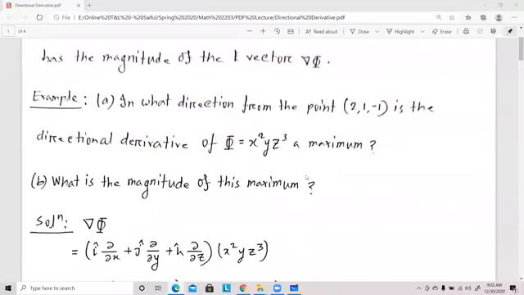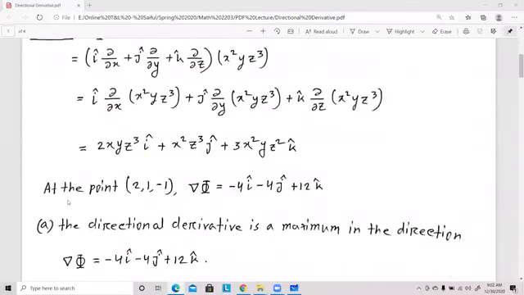And since we have to find the directional derivative at the point (2, 1, -1), we have to substitute the values of x, y, and z, 2, 1, -1 respectively. Here x is 2, y is 1, z is -1. Now if we substitute here, then we get grad phi equal to -4i - 4j + 12k.